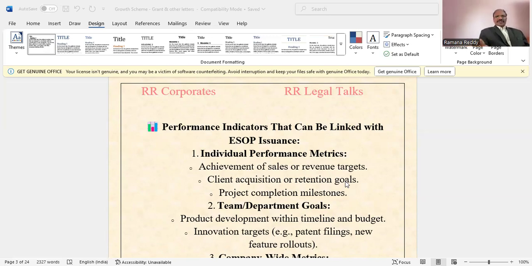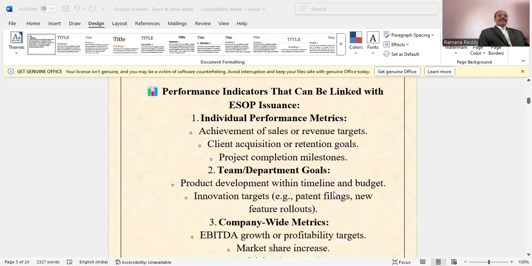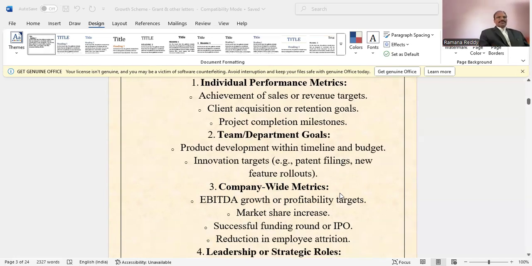Or client acquisition. The NRC can keep targets like client acquisition or retention goals, or project completion milestones. Complete this project, then the ESOPs will be vested. So these are all performance-linked ESOPs. And team or department goals. We can give this goal to one complete department, like product development within timelines and budgets, or innovation targets like patent filings or new feature rollouts.